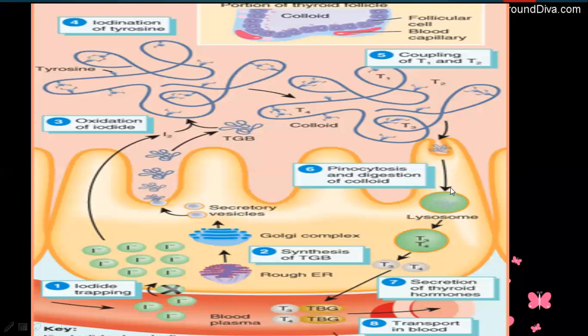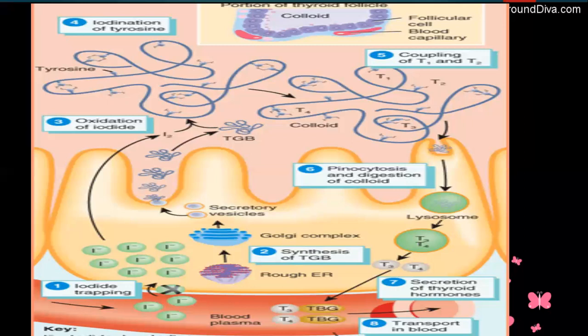This is called an endolysosome. The digestive enzymes present in the lysosome engulf the thyroglobulin and separate T3 and T4. You can see here T3 and T4. So there will be the secretion of thyroid hormones. The seventh step is secretion of thyroid hormones. And the last step is transportation of thyroid hormones in the blood.